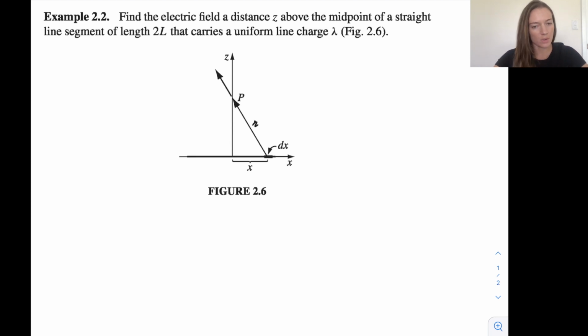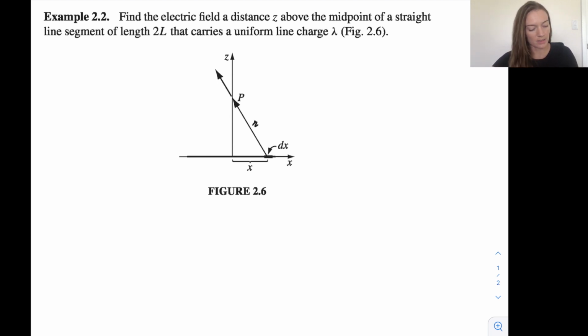All right, so in today's video, we're going to be going over 3 problems from Griffiths. We're going to be doing the electric field of a finite line charge, a ring, and a charged disk. So let's start with example 2.2. I'm going to be solving this problem a little bit differently than they do in the example.